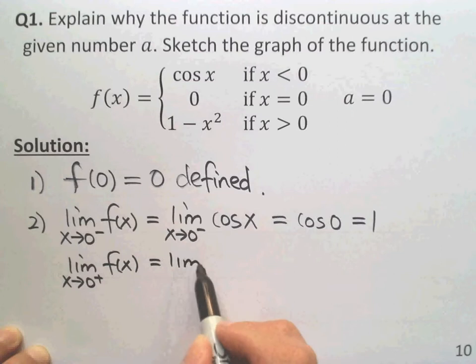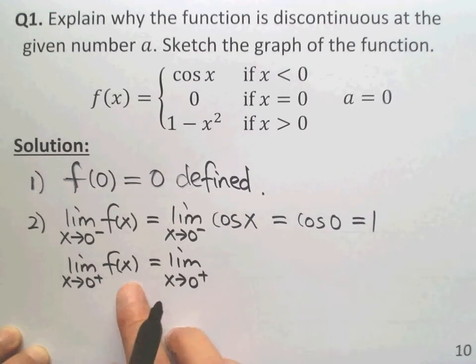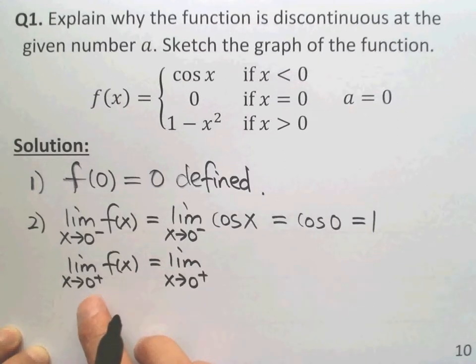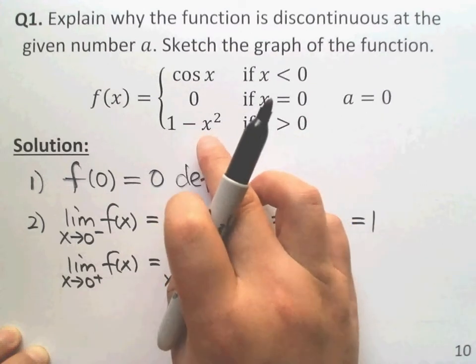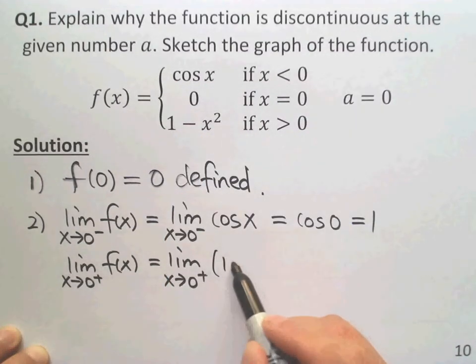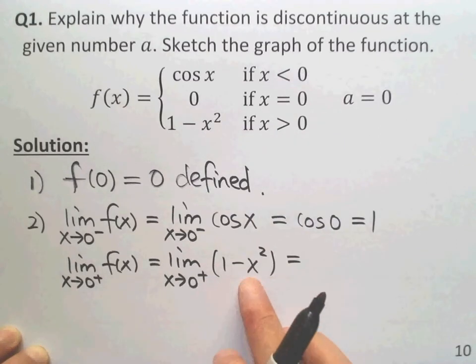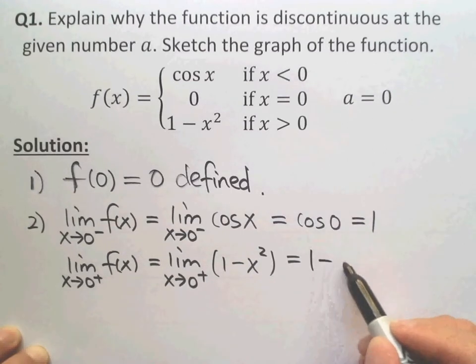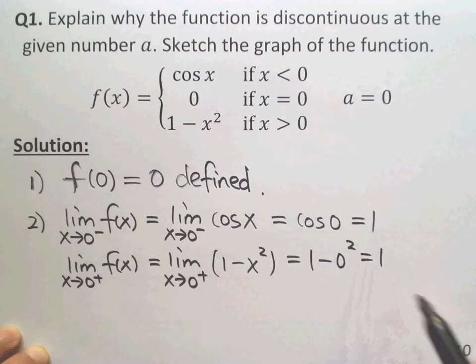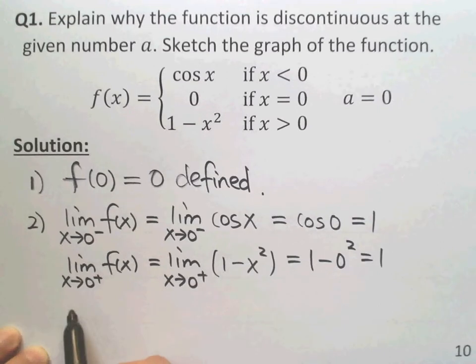How to do the calculation is similar. x approaches 0 from the right. What is f from the right side of 0? Right side of 0 means greater than 0. The function is 1 minus x squared. This is easy, a polynomial. We know direct substitution works, right? Plugging 0 in for x, this is 1 minus 0 squared, which is 1. Can we see the left-handed limit equals the right?